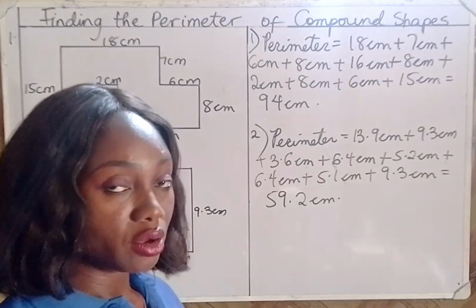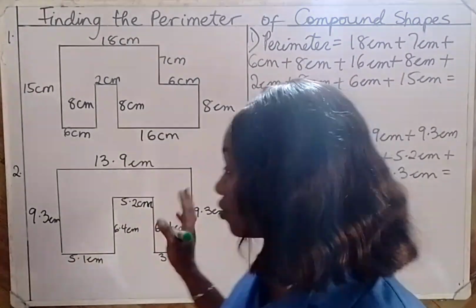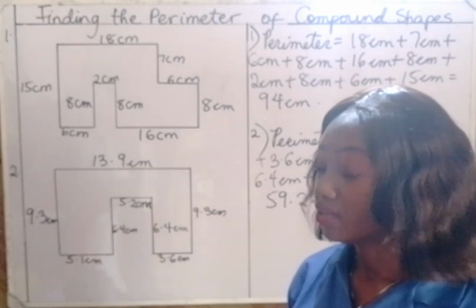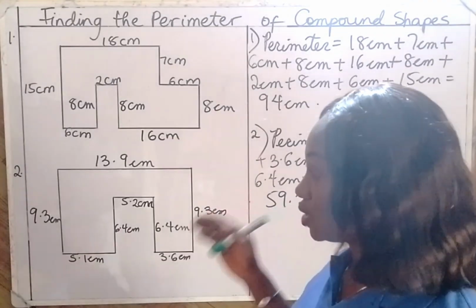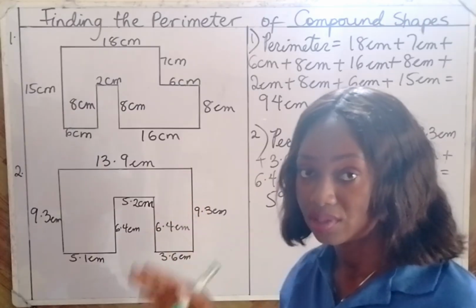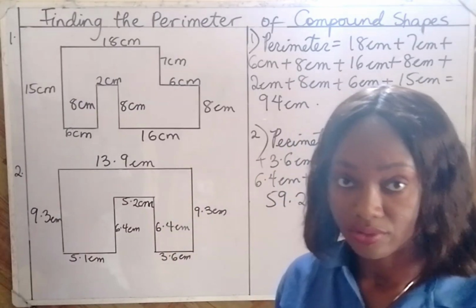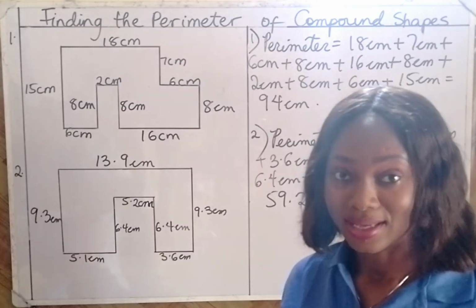Okay, I hope you understand how to solve questions that have to do with perimeter of compound shapes. It's very simple. All you have to do is to ensure that the vertical is balanced with the vertical side and the horizontal is also balanced with the horizontal side of the shape. It's as simple as that.